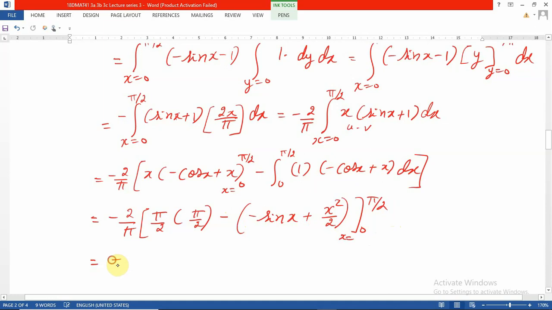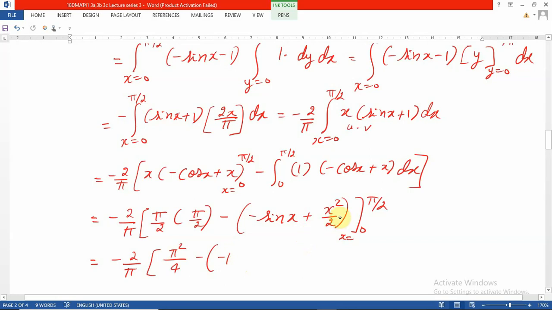This is equal to, students, minus 2 upon pi, as it is, no change. Pi by 2 into pi by 2 is pi square divided by 4. Then minus is plus. I'm going to take this minus here. Sine pi by 2. You can put it in the calculator and find out very easily what is sine pi by 2. Yes, students, it is 1. So therefore I'm going to consider this as minus 1.